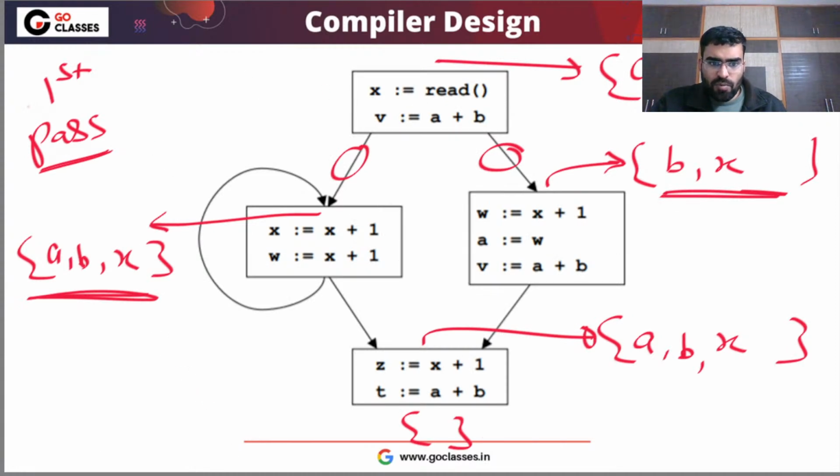So what we have done? We have only done the first pass so far. Now let's do the second pass. Let's see, will anything change in the second pass? Because there is a loop. So let's see, will anything change?